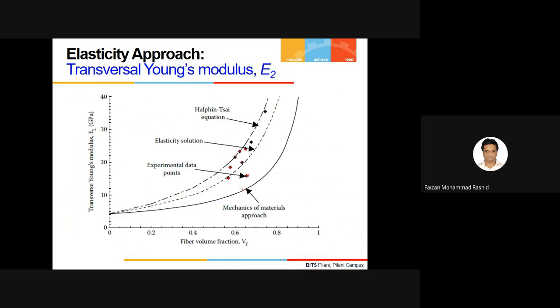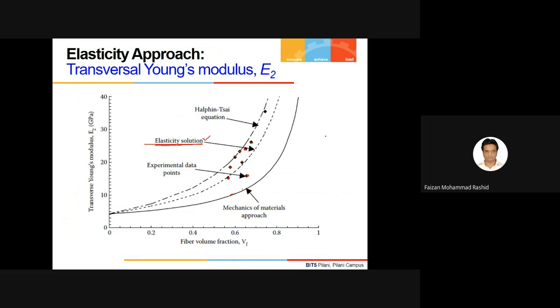Now, the mechanics of material model is this one, nowhere near the experimental data. Then you see Halpin-Tsai. The Halpin-Tsai prediction is this one. At least it is spanning some of the experimental data in this zone. But your elasticity approach, I told you, is one of the most fundamental approaches, and the chance of getting error is very less here. Much work is required to be done, but you see the prediction is really very good. Very good prediction you are going to get from the elasticity approach.